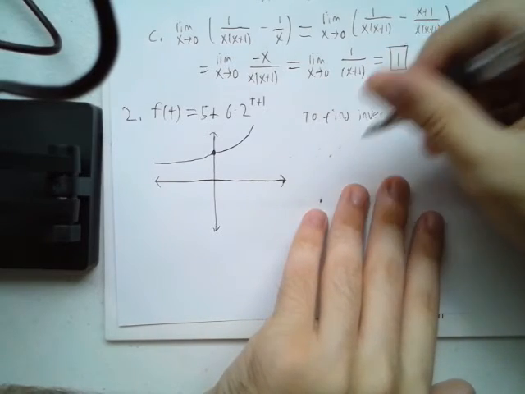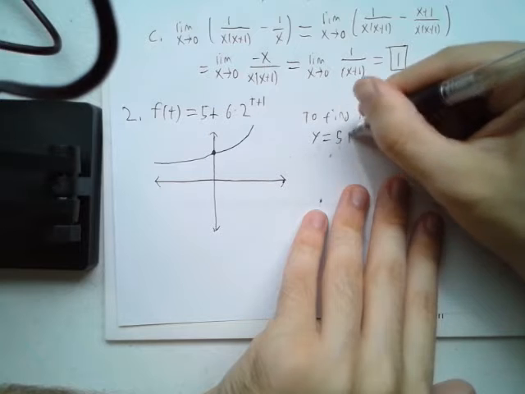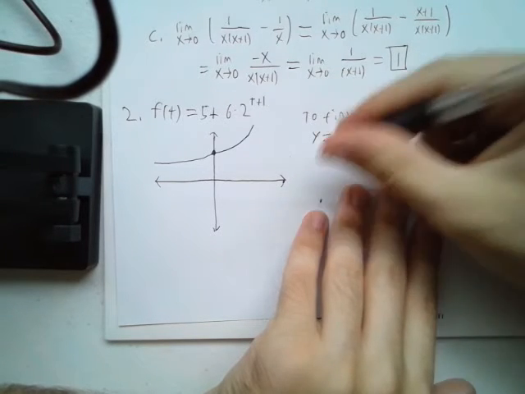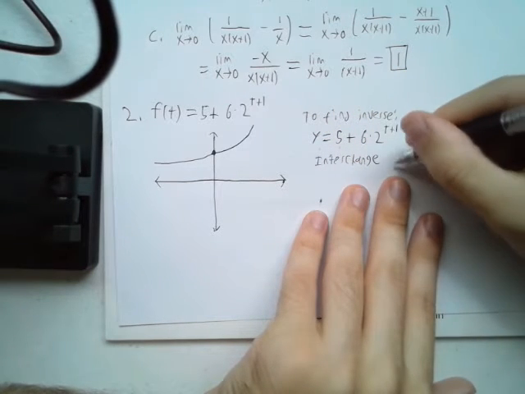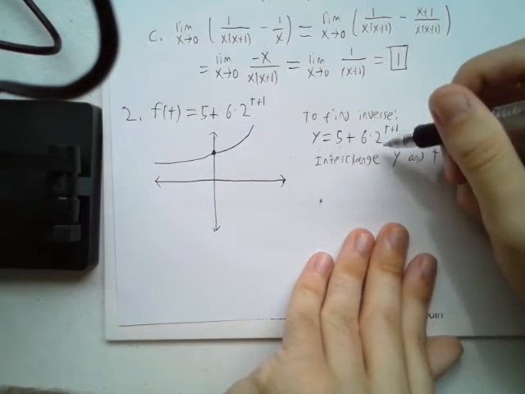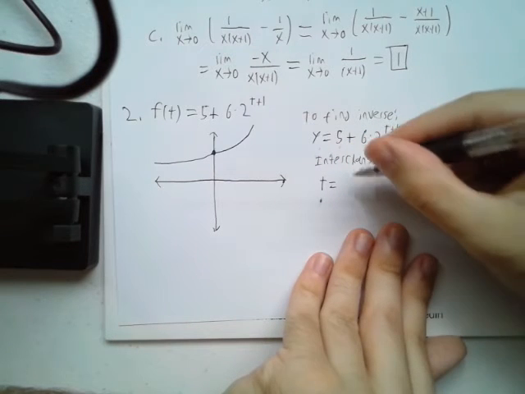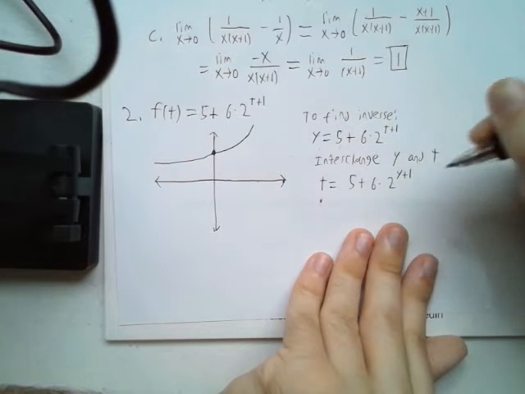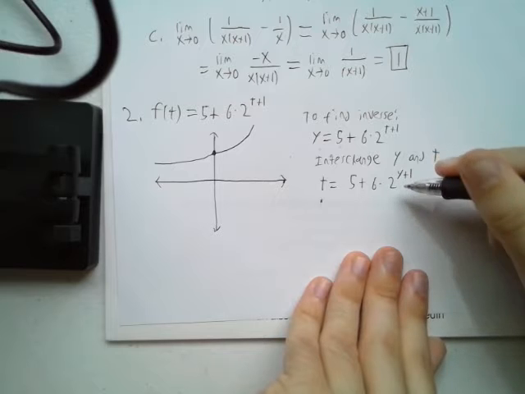So if we write this as y equals 5 plus 6 times 2^(t+1), and then we interchange y and t, then what we'll get is t equals 5 plus 6 times 2^(y+1). And now we want to try to solve for y.